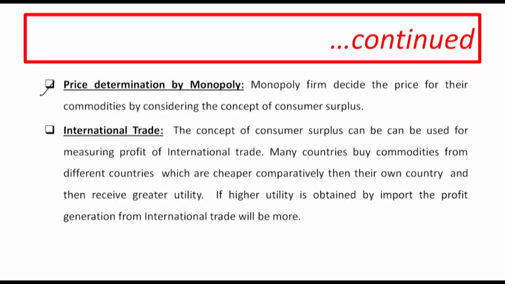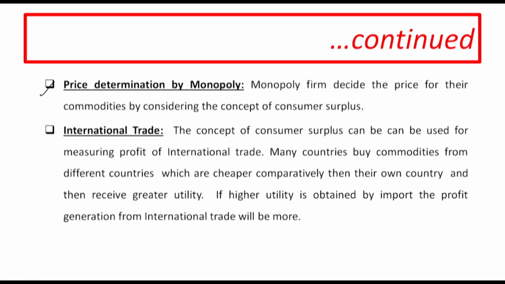The moment it becomes equal, you are going to stop purchasing any further commodity. Price determined by the monopoly. In a monopoly market, only the seller is going to decide the price. The seller cannot charge a very high price for the product, because if it charges a high price, the consumer will not be in consumer surplus. Maybe one day you can charge a high price, maybe two days. For the shorter run, it is very beneficial.